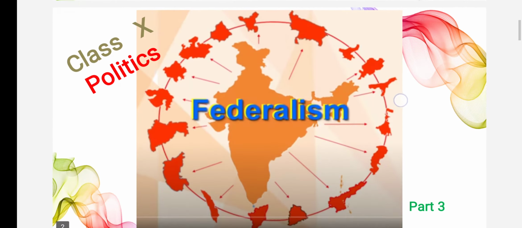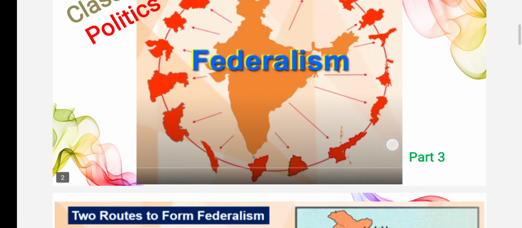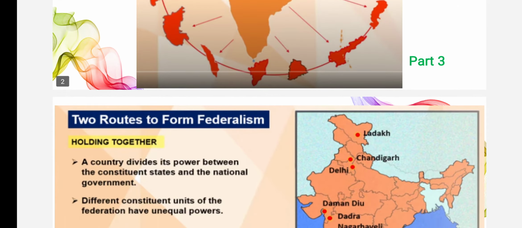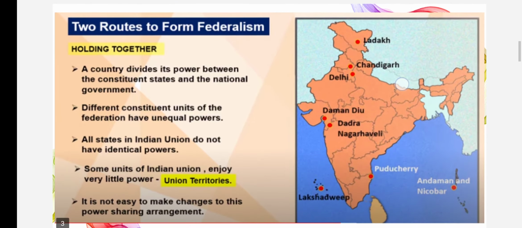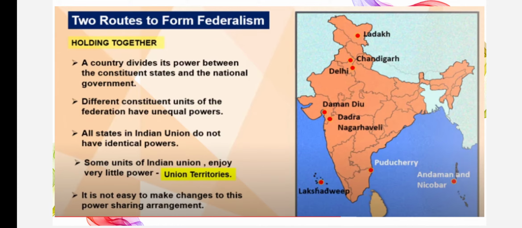In yesterday's class, we discussed the holding together and coming together federation, and also the lists on which the state government, the central government, and the local government form laws. Those are the union list, state list, concurrent list, and residuary list. Today we will proceed further with the holding together federation.